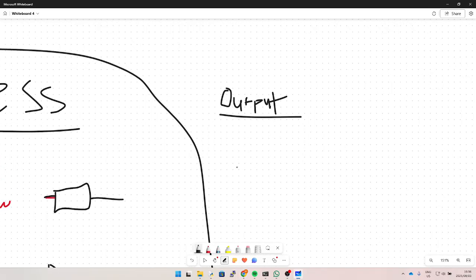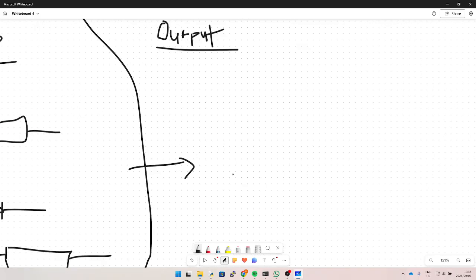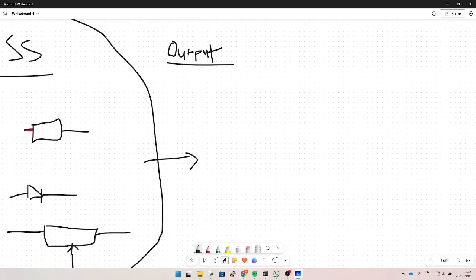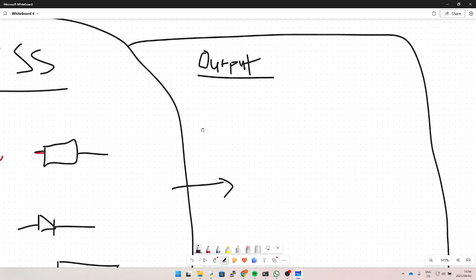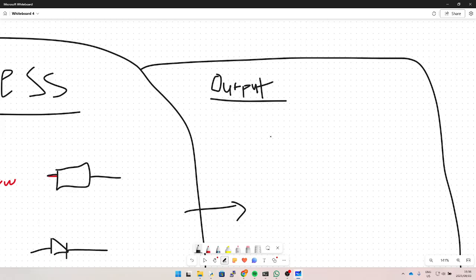But I'll ask them. Anyways, the output takes the information from the process and it does something useful with it. Now it's the output energy specifically. It outputs energy.